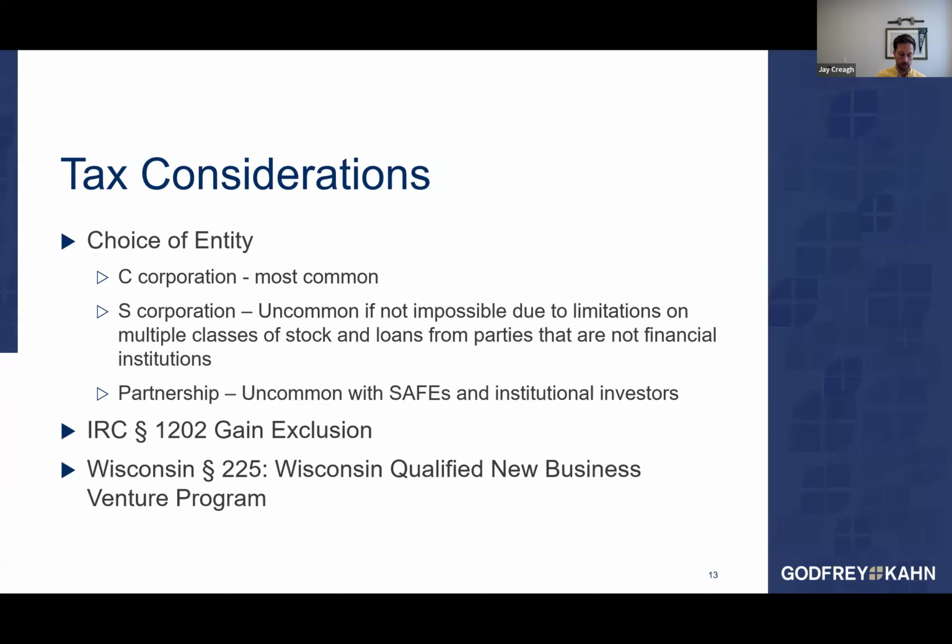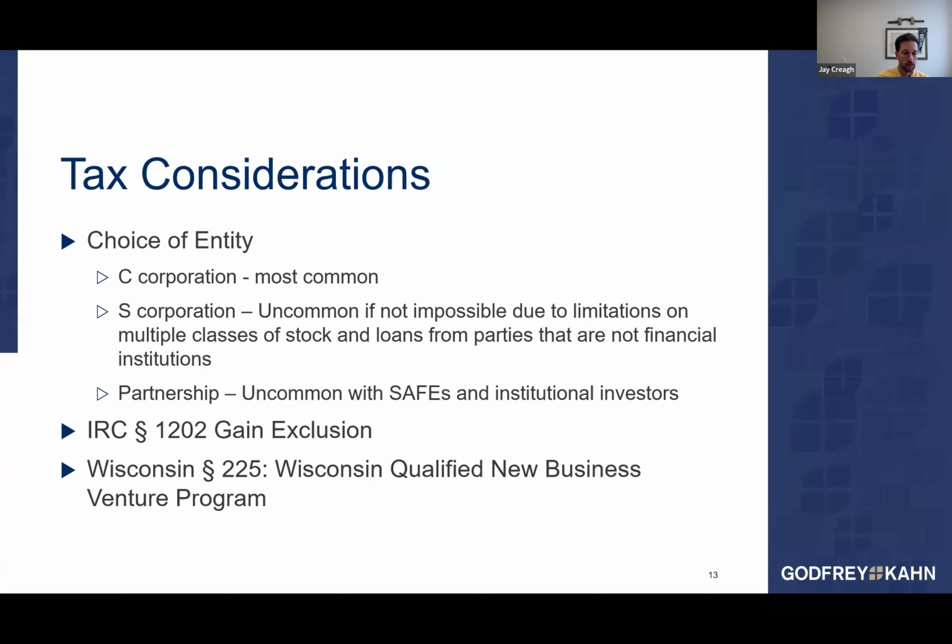So they have to have less than $50 million in gross assets at the time of issuance. 80% of their assets must be used in the qualified active business. And then there's exclusions for some businesses like professional services, so a law firm wouldn't qualify, finance, banking, hotels, and restaurants.